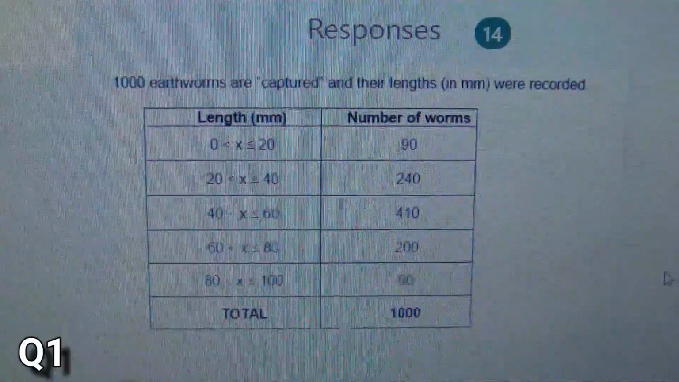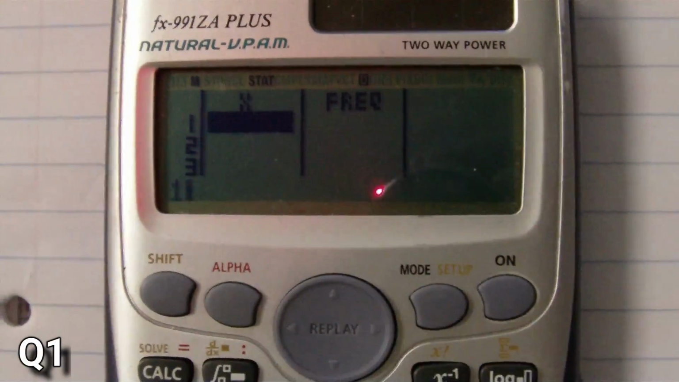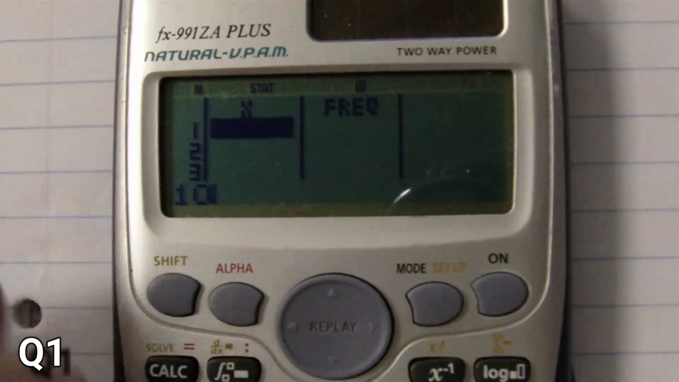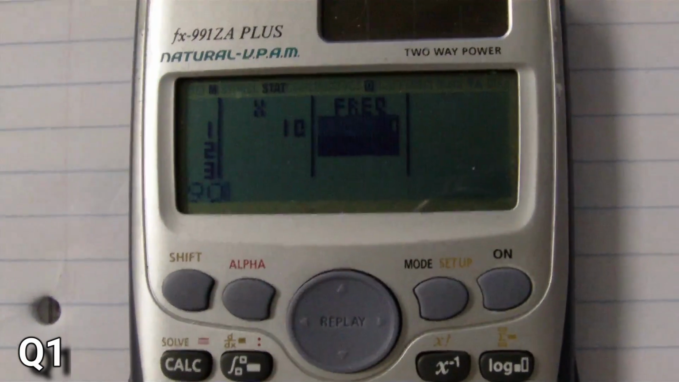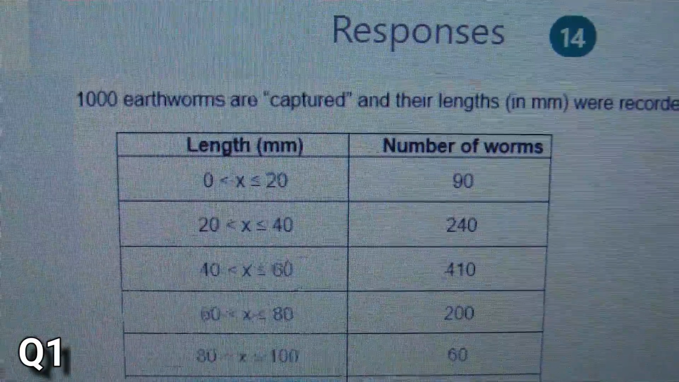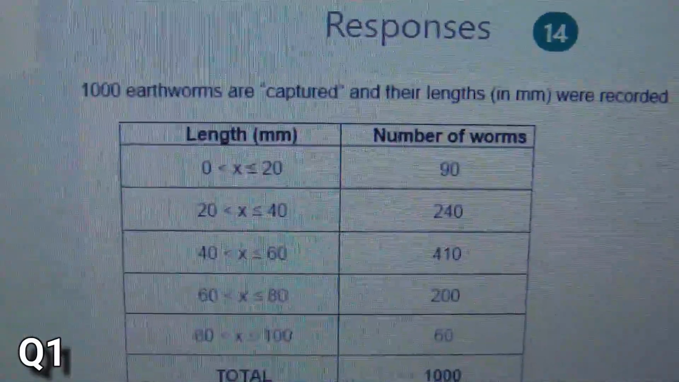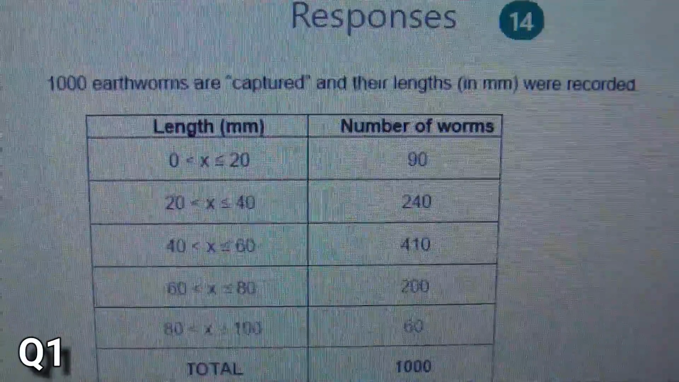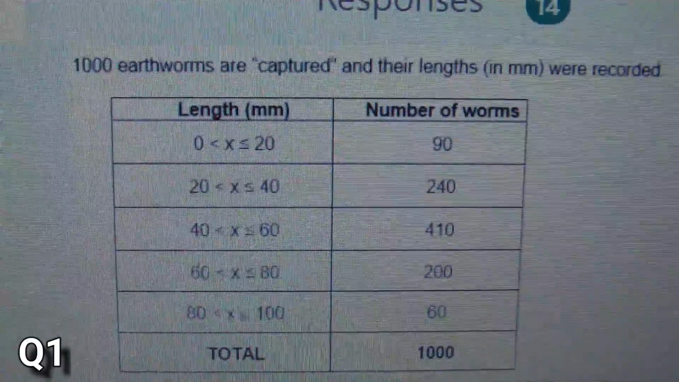So between 0 and 20, the midpoint there is 10 millimeters, and there were 90 worms. Okay, so the midpoint was 10, equals, and there were 90 worms there. Alright, so we're just assuming that all 90 of those worms were 10 mils long. That's how we do this stuff. Now we're going to assume that the next 240 worms were all 30. And then the next 410 worms were all 50.